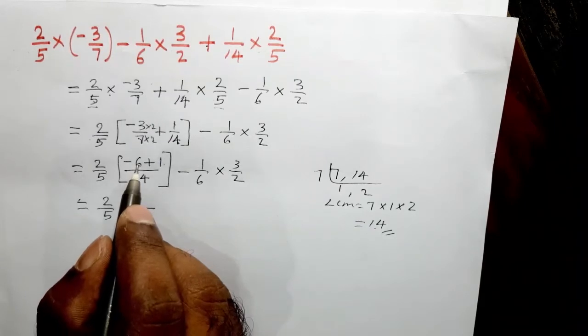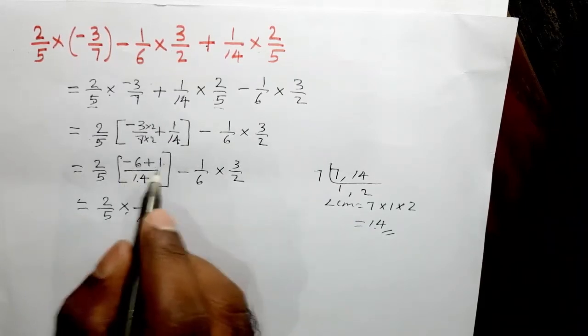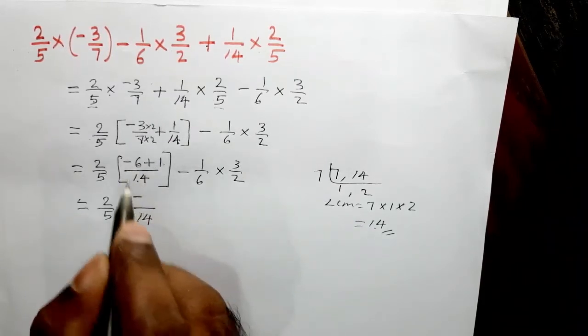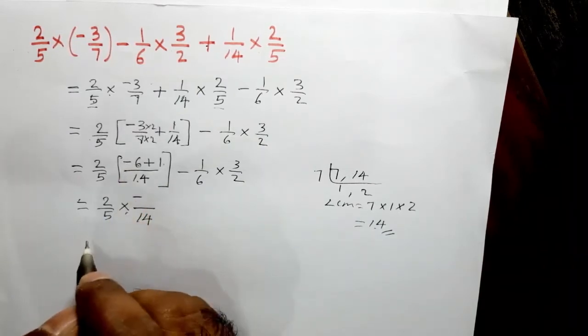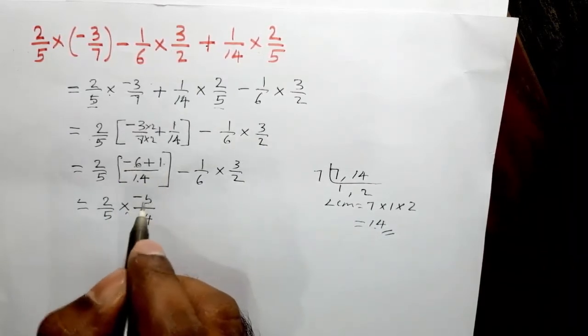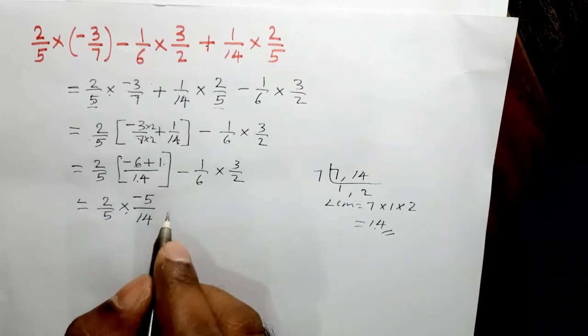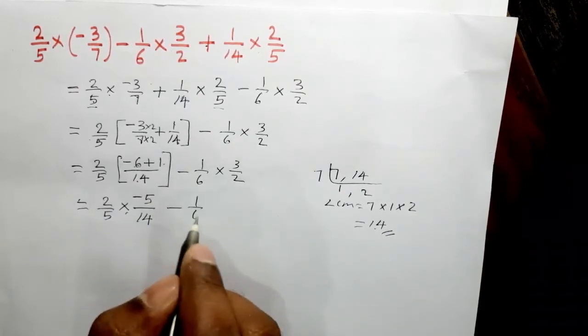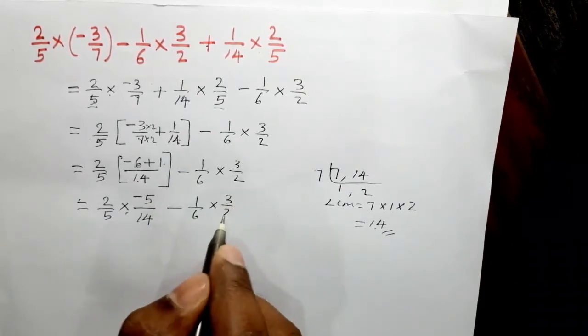Biggest number is negative, this is positive. So find the difference and give the symbol of the biggest. Here 6 is biggest, so minus. 6 and 1 difference is 5. 6 minus 1, 5. Minus this 1 by 6 into 3 by 2.